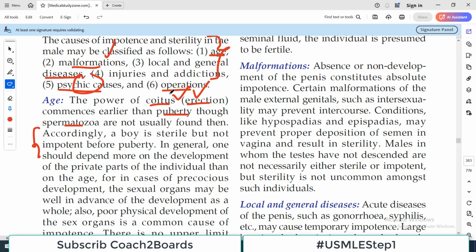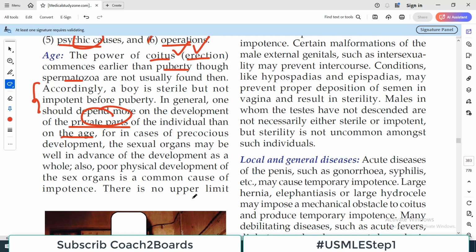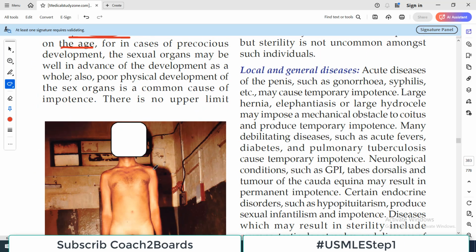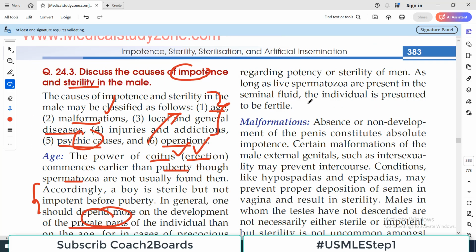So erection starts even before puberty, right? In general, one should depend more on the development of the private parts of an individual than the age. So private parts and secondary sexual characters have to be seen. There is no upper limit. Upper limit of what? There is no upper limit regarding potency or sterility of men. As long as live spermatozoa are present in the seminal fluid, the individual is presumed to be fertile.